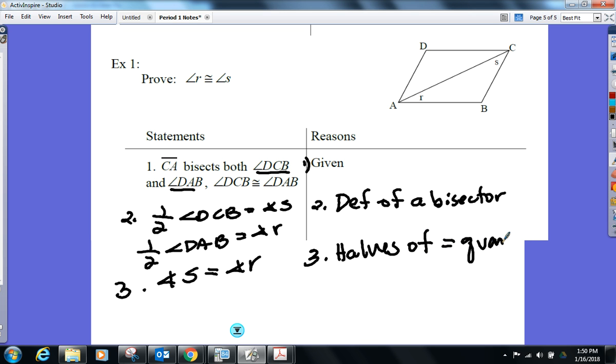If you identify on the midterm that you need to use halves of equal quantities are equal, say to yourself, two things have to happen. What I'm taking half of, are they equal? Do I have that written down? And am I taking half of them? Okay, by definition of a bisector, definition of angle bisector, might be given. Good? Okay. Next up, topic-wise, here we go, Ava.